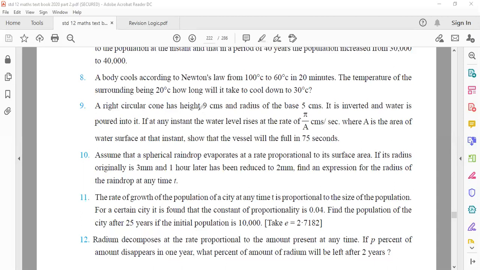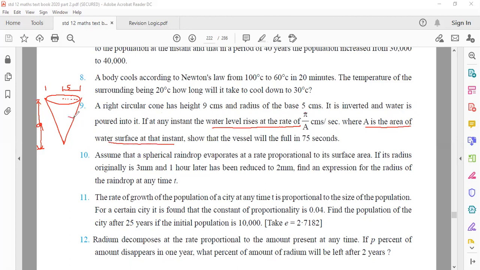A right circular cone has height 9 centimeter and radius of base 5 centimeter. It is inverted. Height is 9. It is inverted and the radius of the base is 5. It is inverted and water is poured in it. At any instant, the water level is rising at the rate of pi upon A, where A is the area of the water surface.